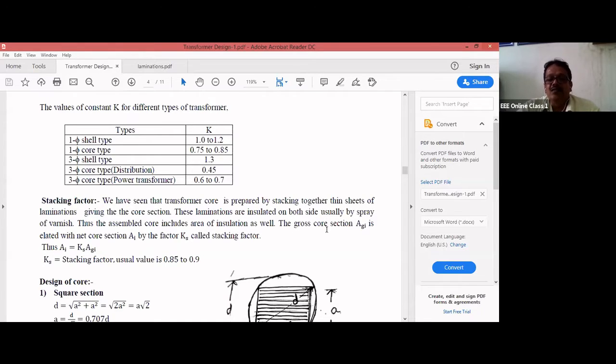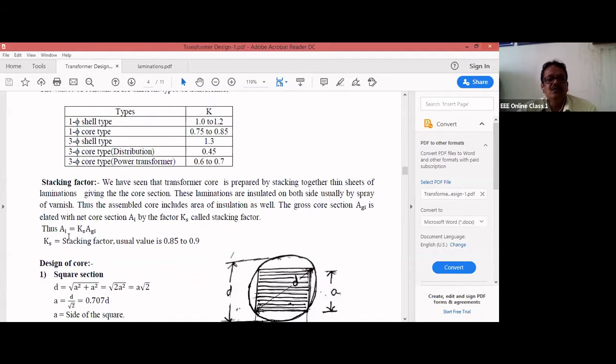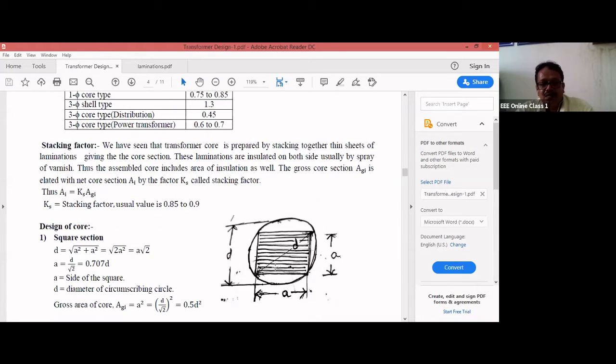So the gross core section AGI is nothing but what? Your net iron core area AI divided by the stacking factor. So the net iron core area AI is equal to KS into AGI, where AGI is the gross core area. This is a core here. You can see these lines are each lamination stacked together. Each thin lamination will be insulated, usually by a spray of varnish.